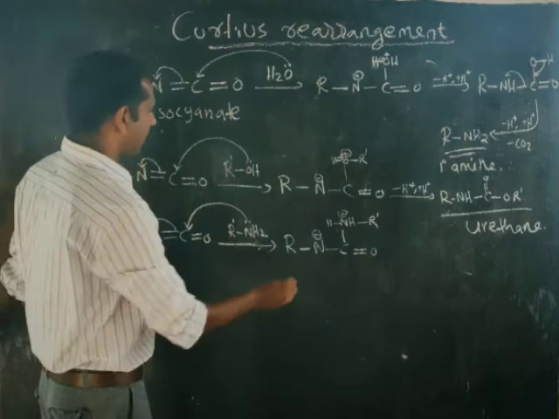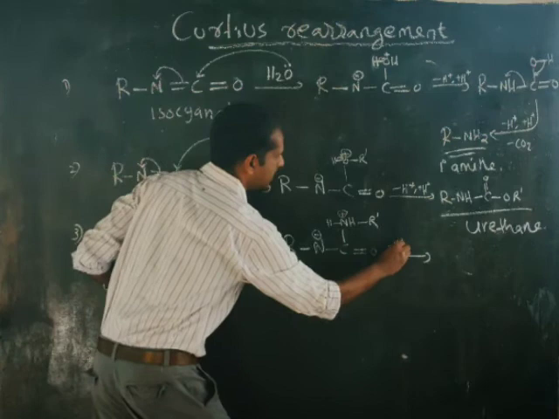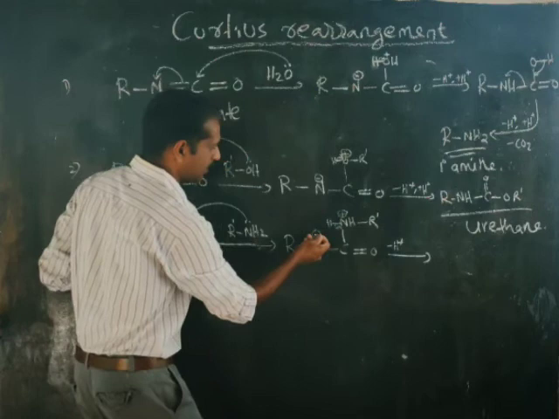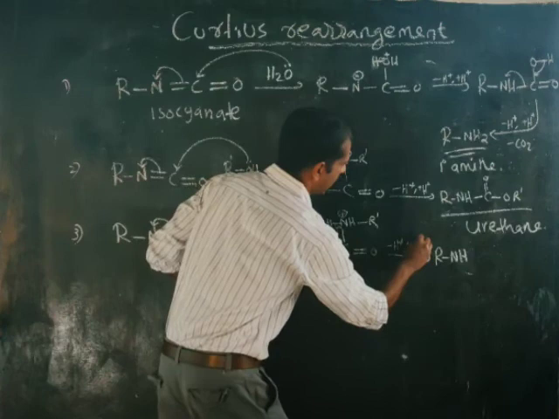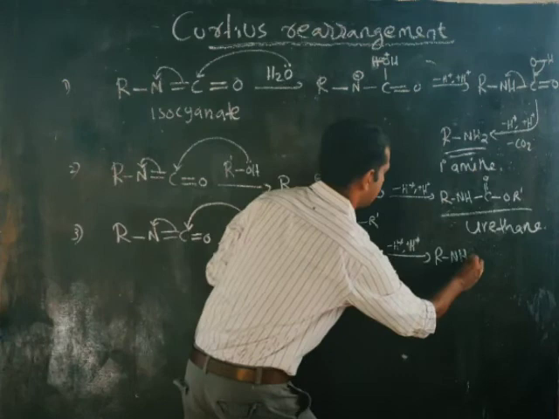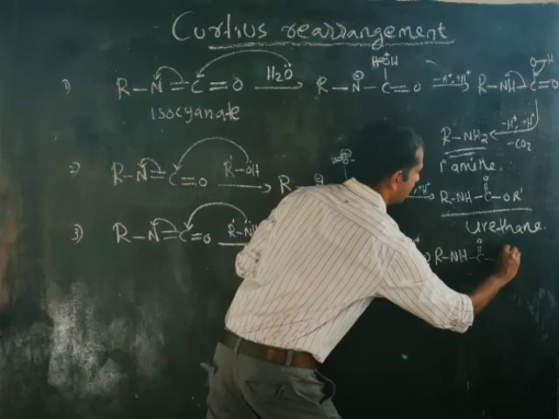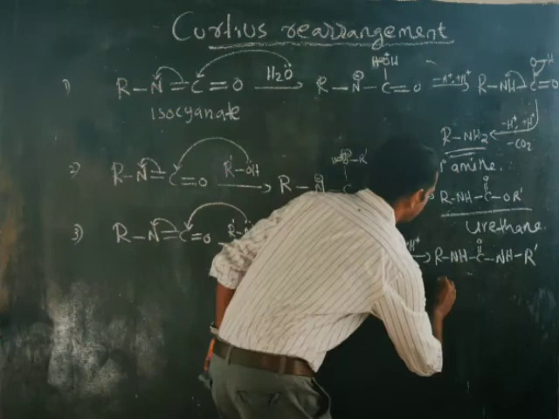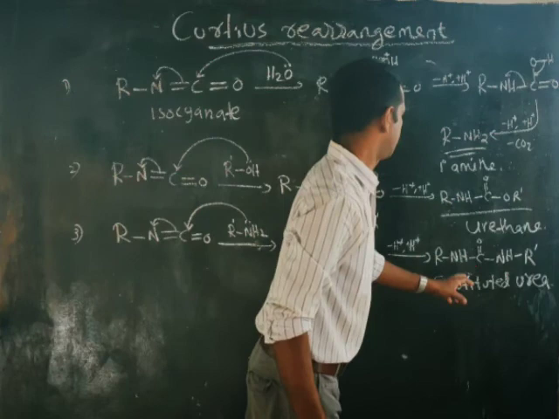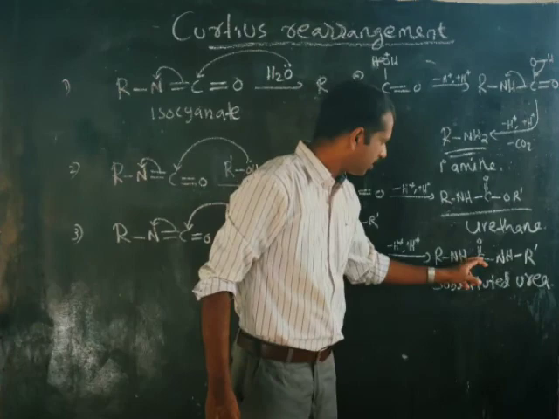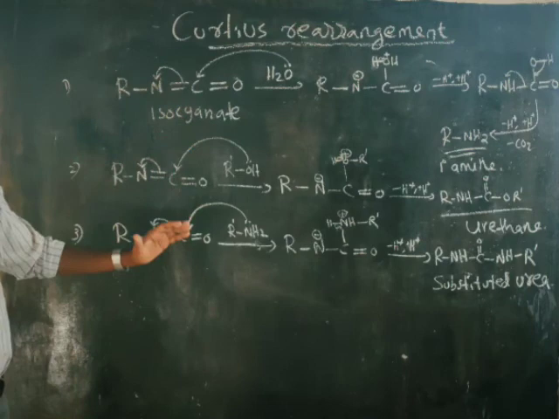In the next stage, as we have discussed, minus H plus, this H plus is removed and taken by this N minus, so we get RNH, minus H plus and plus H plus, RNH, C double bond O, then NH R dash. So this is substituted urea. What is urea? NH2CONH2 is urea. This is RNHCONH R dash, substituted urea. So for the preparation of a primary amine or urethane or substituted urea, isocyanate is important.